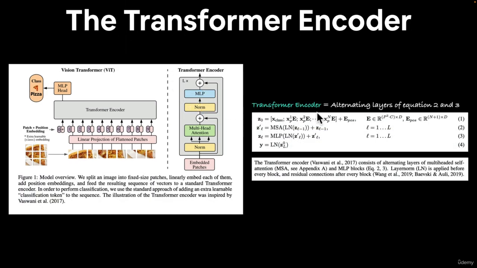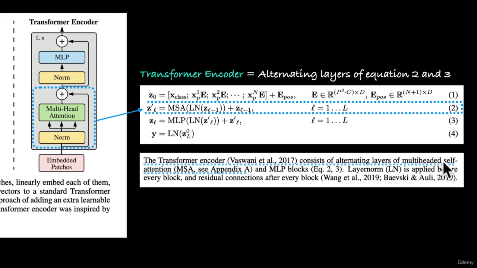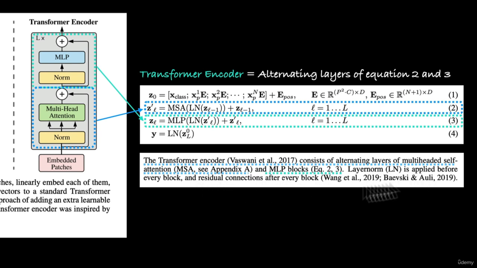So if we have a transformer encoder, which is alternating layers of equation 2 and 3. So if we see here, this is from section 3.1 of the paper. The transformer encoder consists of alternating layers of multi-head self-attention, MSA, so this block here, equation 2, which we've already turned into a code block, and MLP blocks, which is of course equation 3, which is what we turned into a code block in the last video. Do we have residual connections here? I haven't highlighted it, but we have this line here, which says layer norm is applied before every block and residual connections after every block.